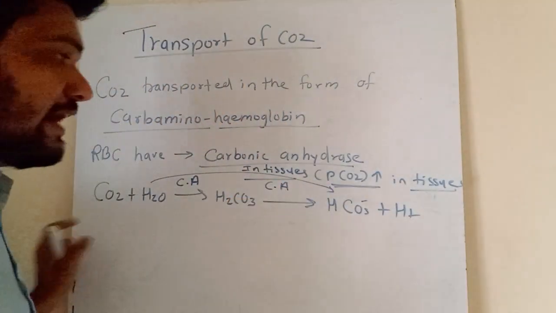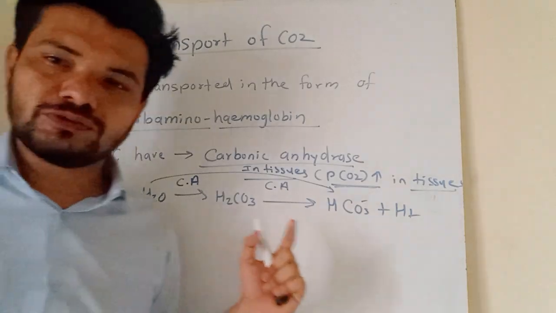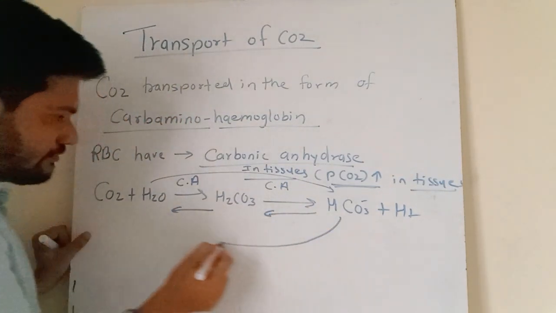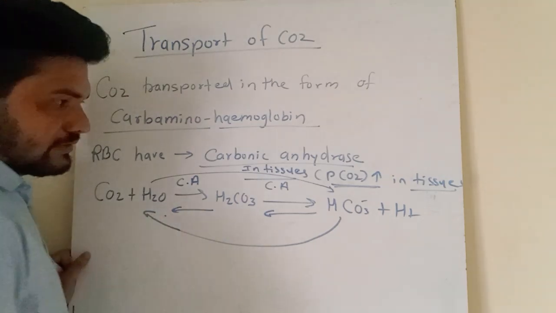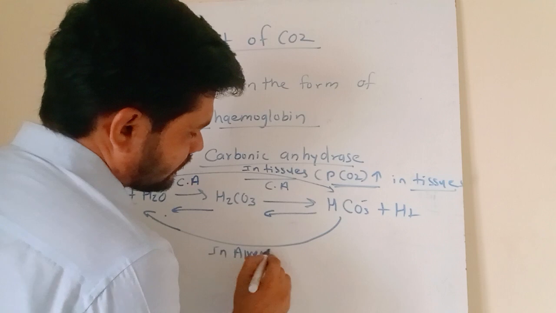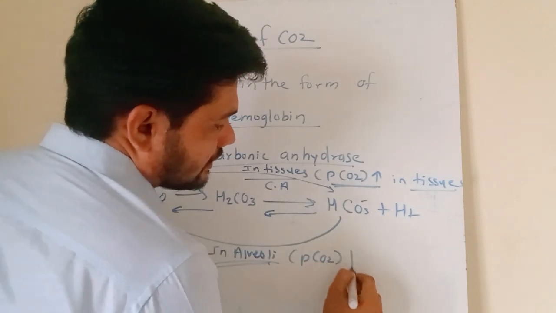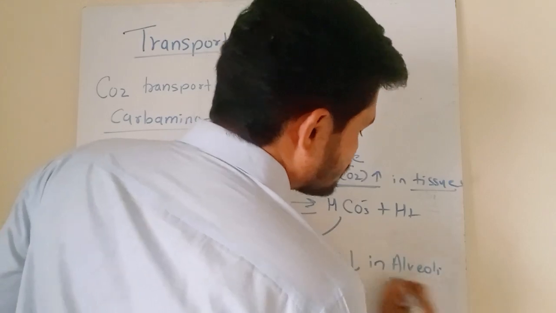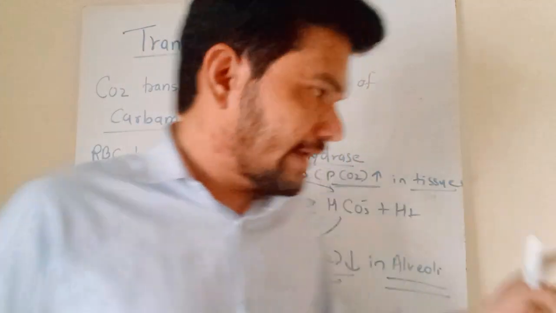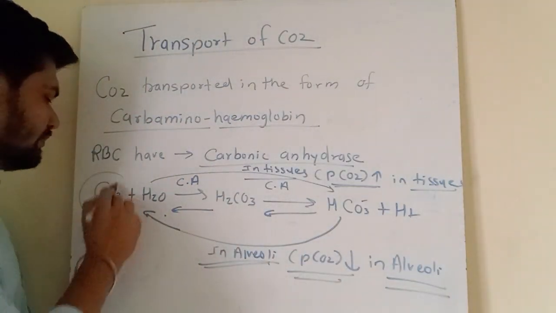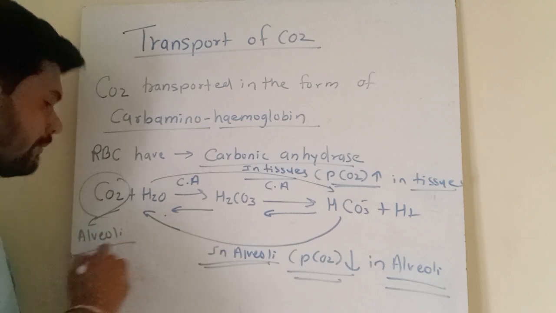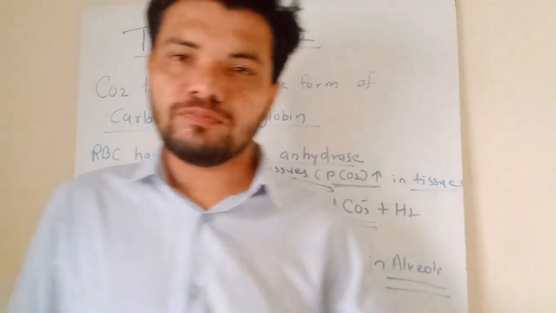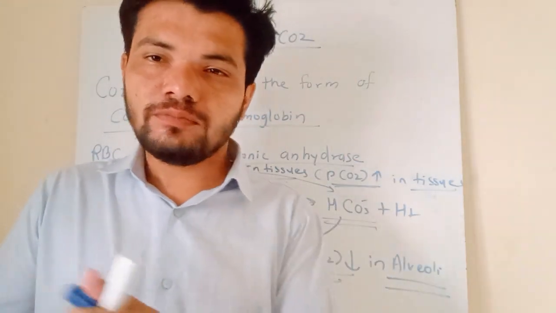But carbonic anhydrase has the ability to reverse this reaction also, which happens in the alveoli. So we all know that in alveoli PCO2 is much less, so this reaction will proceed in the reverse direction in alveoli, because PCO2 is less in alveoli or in lungs. So when PCO2 is low, this reaction will proceed in this direction and then CO2 will be released in the alveoli. When PCO2 is high, this reaction will proceed in this direction and CO2 will be transported in this form. So this is how CO2 is transported from tissues to the lungs.